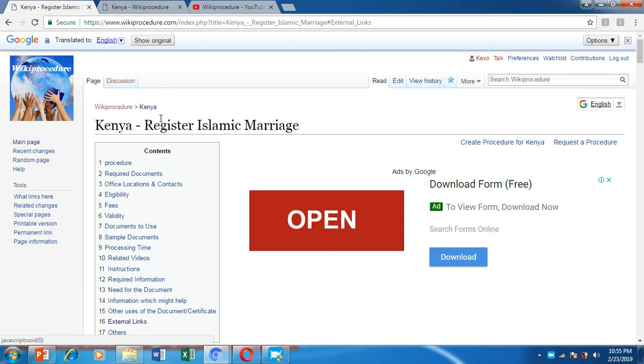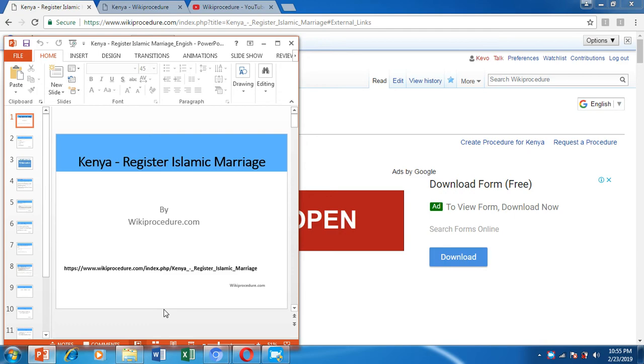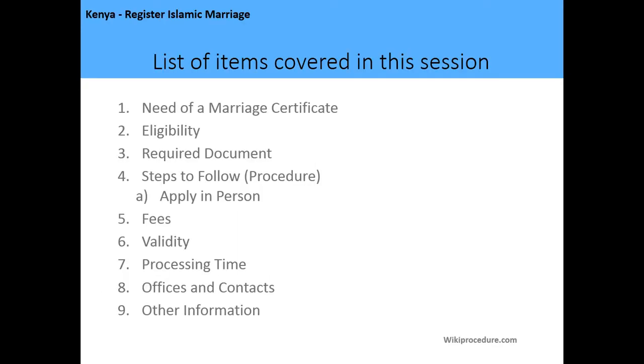So let's go on with the application, with our presentation. The list of items which we are going to cover in this session are the need of a marriage certificate, the eligibility, the required documents, the steps to follow while making the application, the fees payable, the validity period, the processing times, office locations and contact information, and we are going to be adding any other information which we see relevant in registering the Islamic marriage.